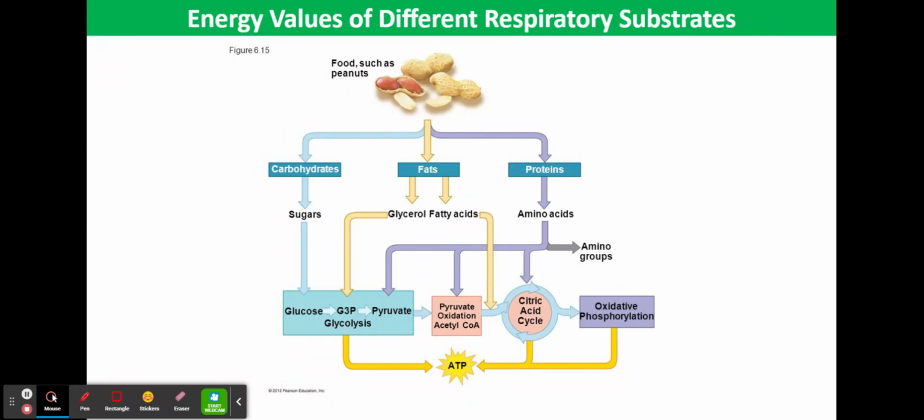Besides carbohydrates, lipids and proteins can also provide respiratory substrates. They can be oxidized in the presence of oxygen to produce molecules of ATP, carbon dioxide, and water. They each have different relative energy levels. Firstly, we're going to look at carbohydrates.